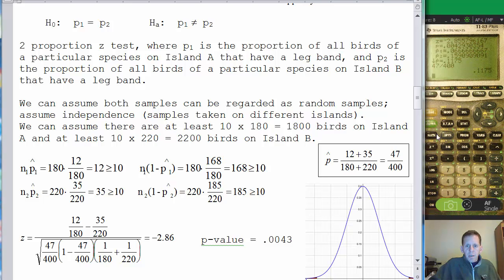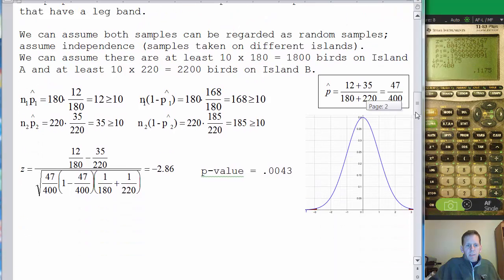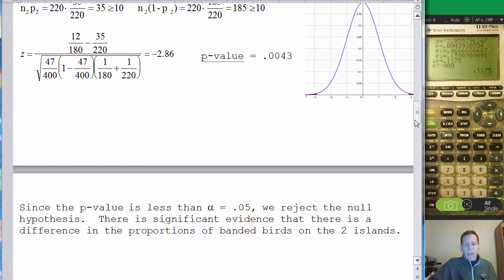In conclusion, since our p-value is less than any alpha you'd probably choose, you could use 0.05, 0.10, or 0.01. I use 0.05 here since the p-value is less than alpha equals 0.05. We reject the null hypothesis. There is significant evidence that there is a difference in the proportions of banded birds on the two islands.